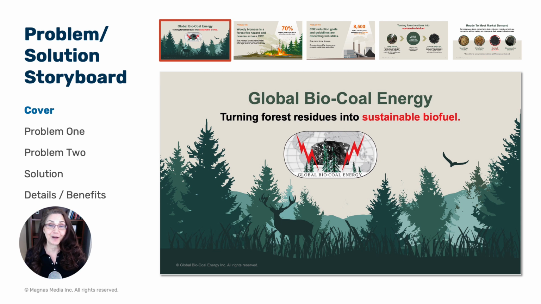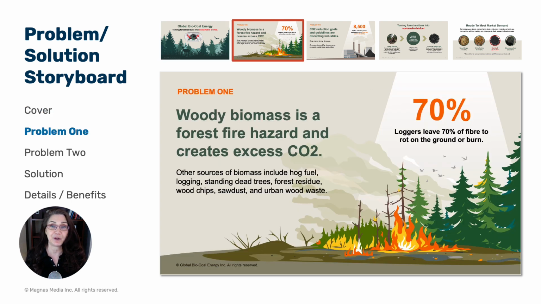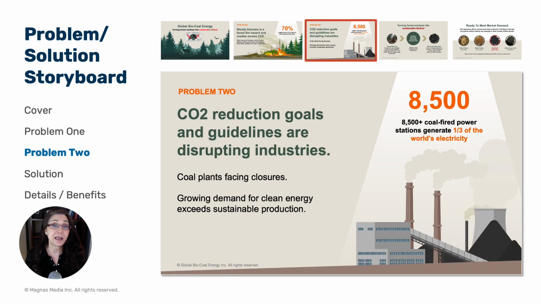So you're familiar with the cover slide, turning forest residue into sustainable biofuel. And in this particular case, we needed 2 problem slides, as you will see why when we get to the solution slide. So we've got the first problem, which is that all of this logging material is now going to waste, and it's creating a fire hazard and creates excess CO2. The second problem is that the world now needs to reduce their CO2 production, and this is disrupting industry, specifically power plants, because they still rely on coal.